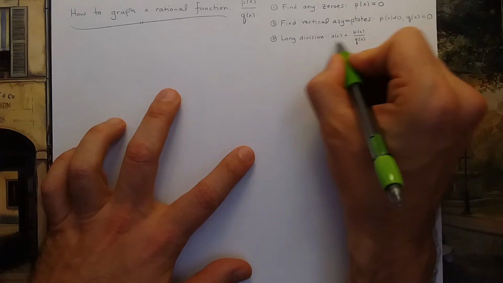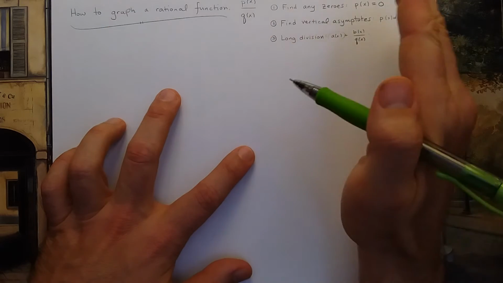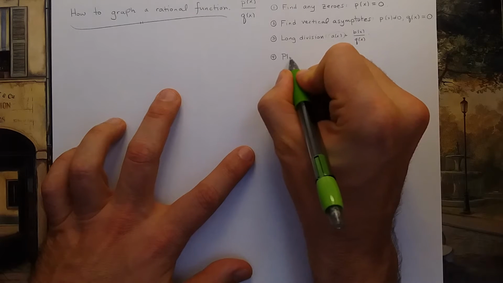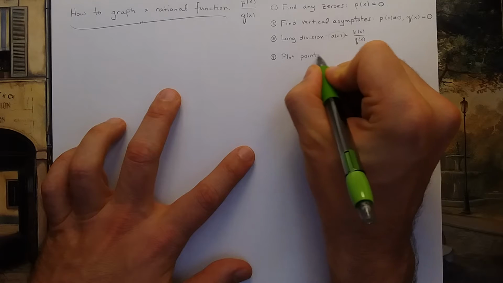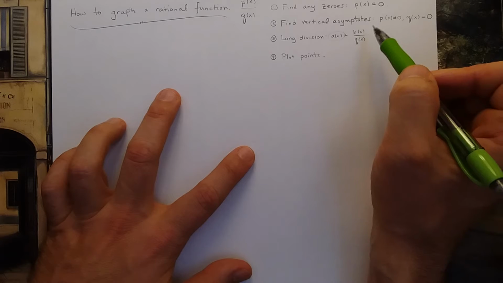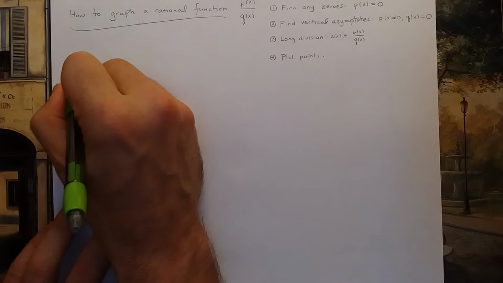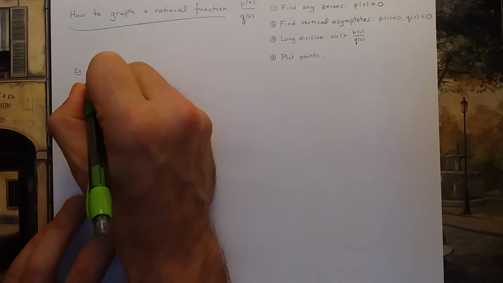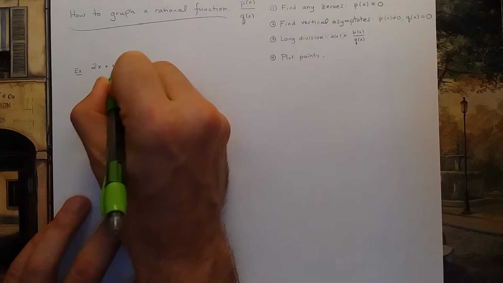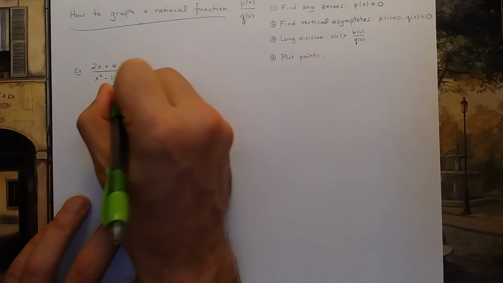This will tell you the behavior of the function for very big values of x and very small values of x. And the last step is plot points to use the guidelines that you find in steps 1, 2, and 3 to sketch the overall function. So let's see this in action. How about this example? How about 2x plus 4 over x squared minus 1.